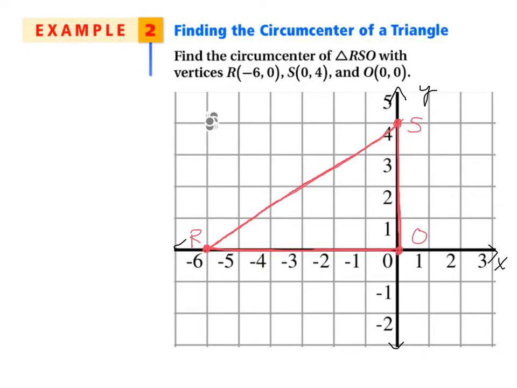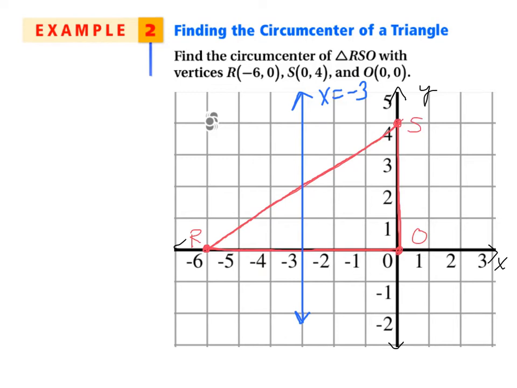The perpendicular bisector of segment RO, well, it has to bisect it, and it has to be perpendicular. We know we have a slope of 0 here. We know this is 6 units, so we know the perpendicular bisector would actually go right through negative 3. So we know one perpendicular bisector would be the equation x equals negative 3.